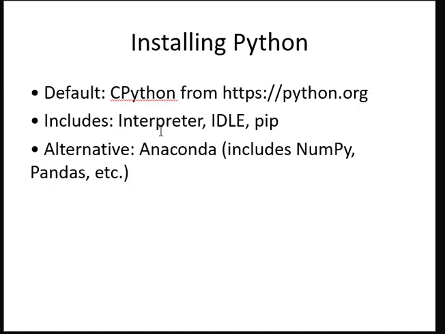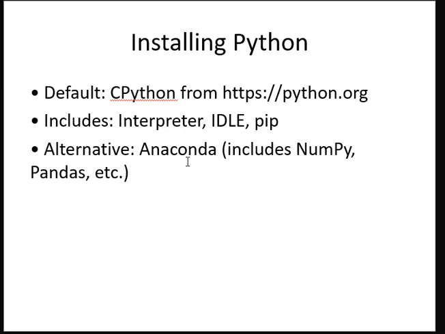How to install Python? By default, you can go with CPython from https://python.org. Using this you can do it. It includes the interpreter, IDLE, and pip. So these are the things which are included.